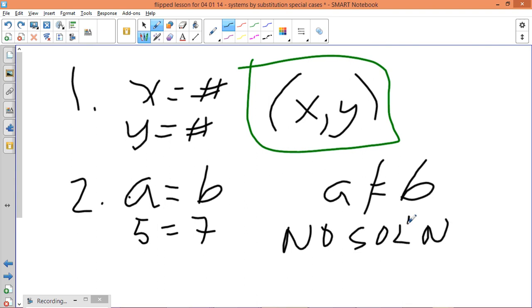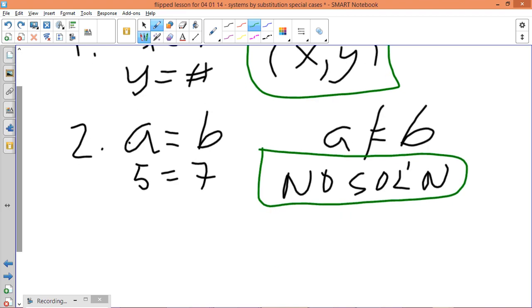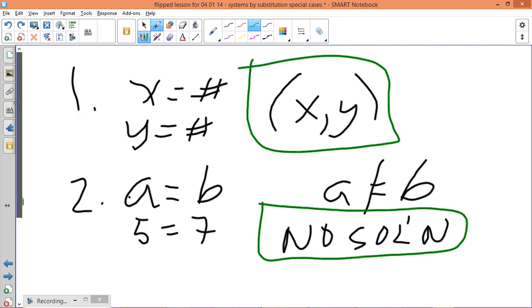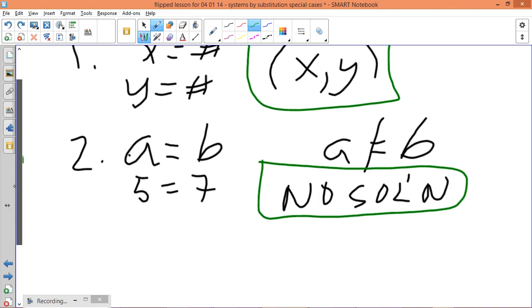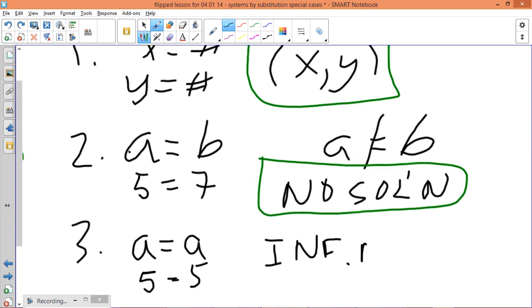Okay? And then finally, what I can have for number 3 is I can have A equals A, where A and A are the same number. So for example, 5 equals 5. And what I write there is that there are infinitely many solutions. And those are the only 3 things that can happen, okay?